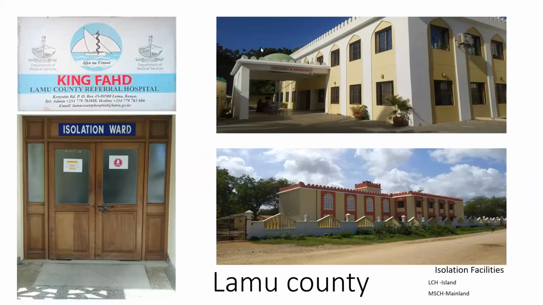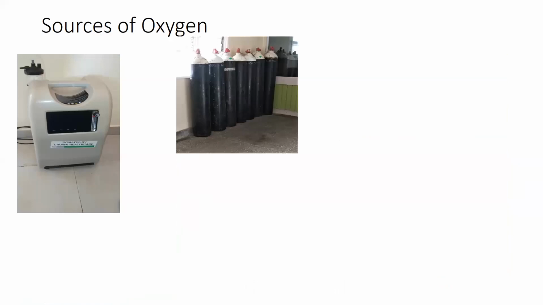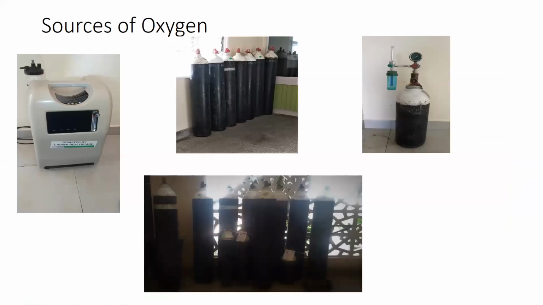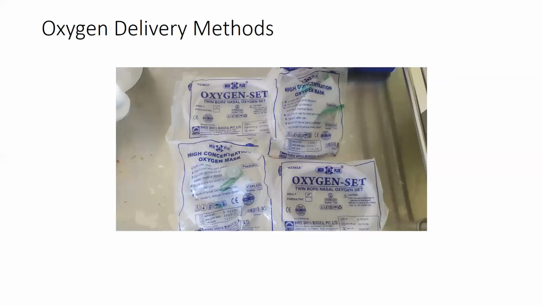Go ahead, Dr. Otieno. So we remain to be using concentrators for sources of oxygen, in addition to oxygen cylinders, which we have to source all the way from Mombasa. We still have a challenge in terms of being able to get adequate cylinders on time. We've had episodes where we totally run out of cylinders because they're being obtained on a first come, first served basis, and we do not have any priority. Our oxygen delivery methods, we use the nasal prongs and the non-rebreather masks. That's what is available for us at the moment.